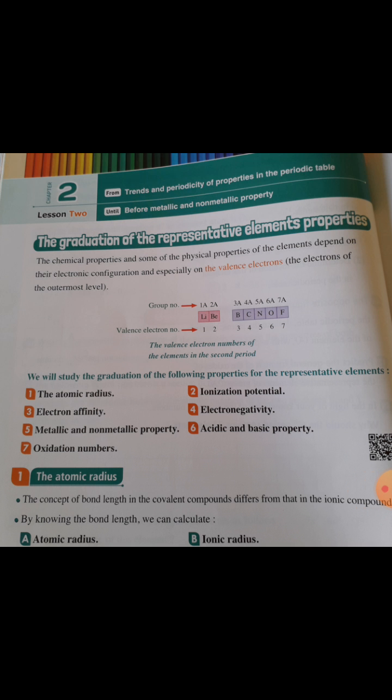Number 1, the atomic radius. 2, ionization potential or ionization energy. Number 3, electron affinity. Number 4, electronegativity. Number 5, metallic and non-metallic property. 6, acidic and basic property. And at the end, we have oxidation numbers. Now, we're going to talk about the first property, the atomic radius.